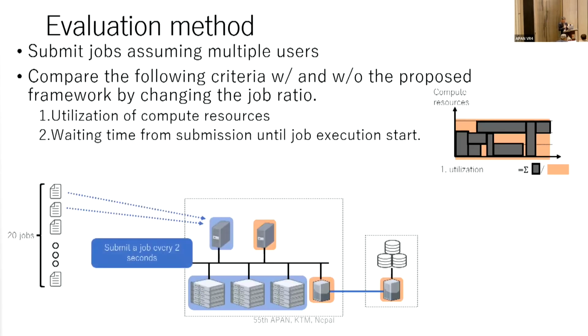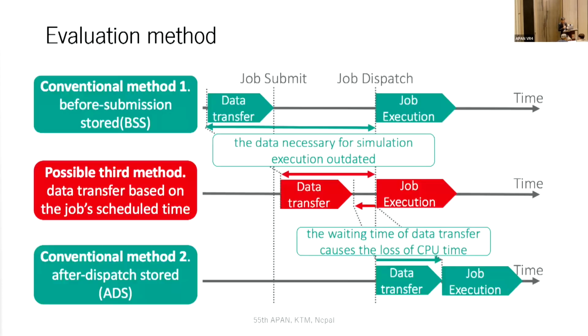We submitted jobs assuming multiple users. We compare utilization of computer resources and waiting time across three methods shown in the next slide. When we submit the jobs, we change the ratio of jobs requiring data transfer to the system. So we compare our method with two conventional methods. The first one is the usual way, where the user has to set up and deploy the data before submitting a job request. This is the usual way currently.